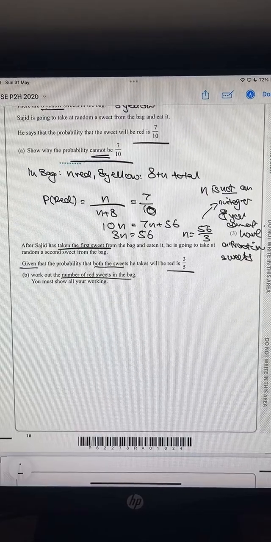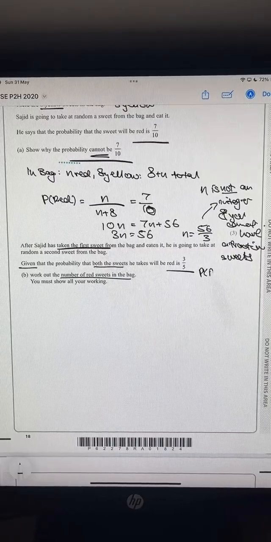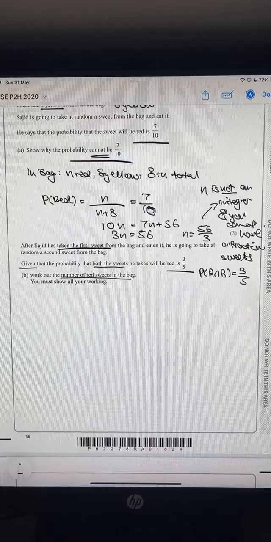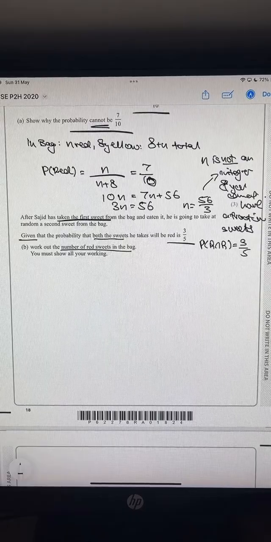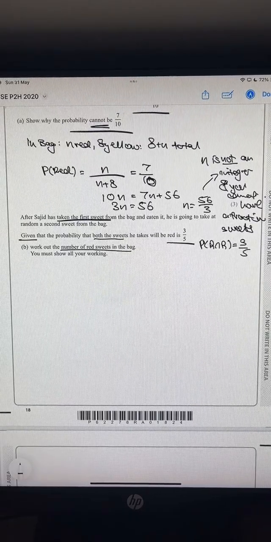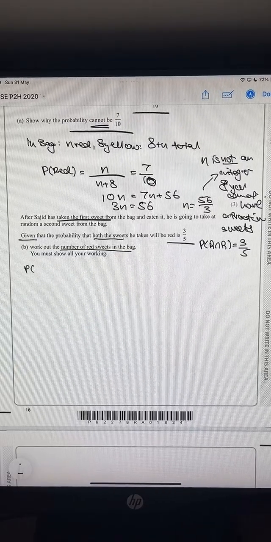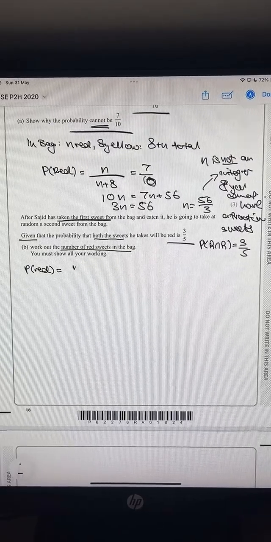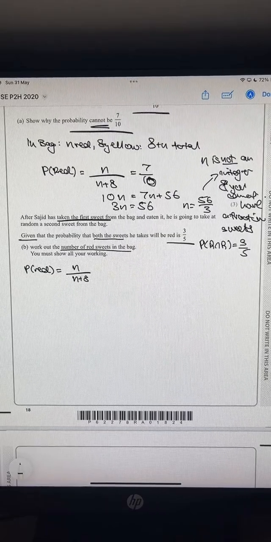Okay, so for this one, this is my fact, so I am going to write this down. The probability of red and red is going to be equal to 3 over 5, because that's what they tell me. For this, I like to draw a little diagram, well, not a diagram, but laid out neatly. For the first one, the probability of red, we know it's this thing up here. We don't need to do any extra work. We've got n red sweets out of n plus 8 total. So that's the probability of red.